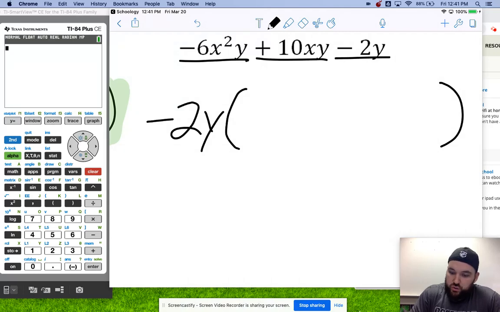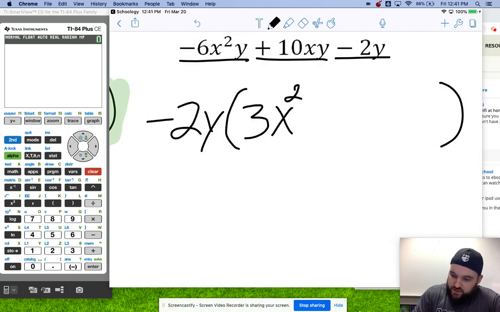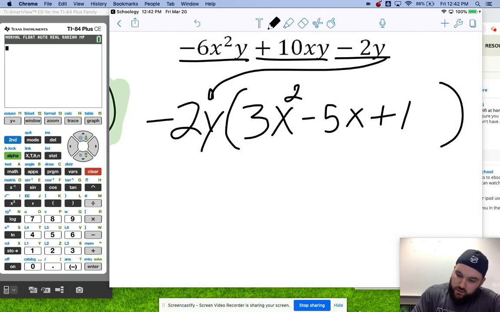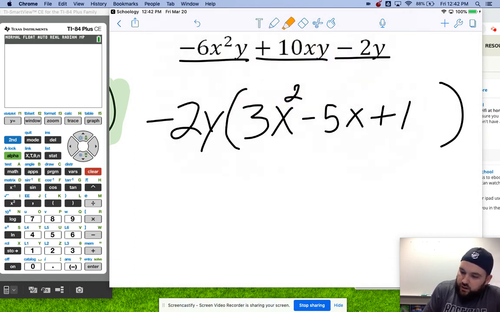Okay, so negative 2, I'm dividing by negative 2 and taking a y from each term. So negative 6 divided by negative 2 is 3. The x squared stays unchanged, and that y is now there as part of the greatest common factor. If I move to the next term, 10 divided by negative 2 is negative 5. The x stays, and the y is now gone. And then finally, negative 2 divided by negative 2 is positive 1. There's no x. The y is gone, so it's just plus 1. So this is our factored answer.